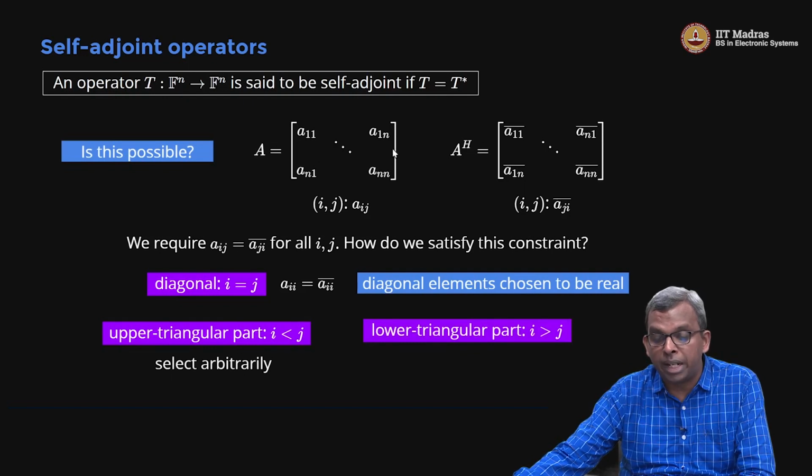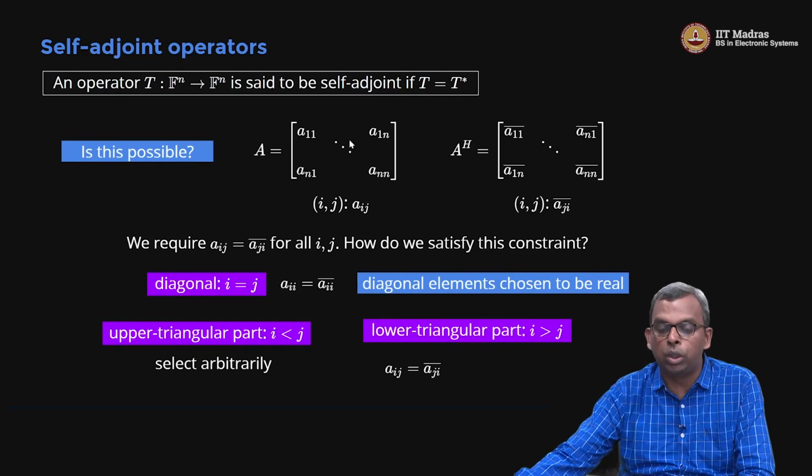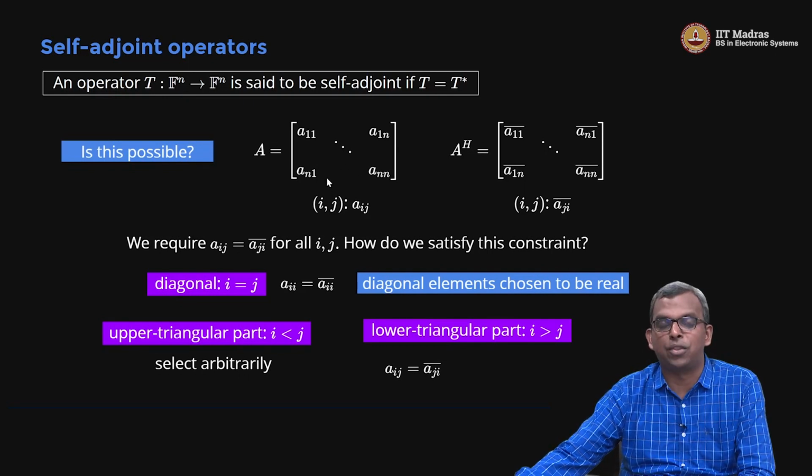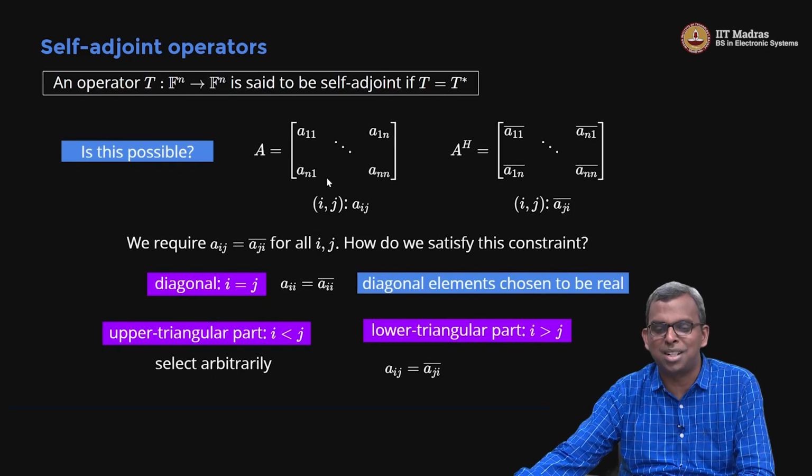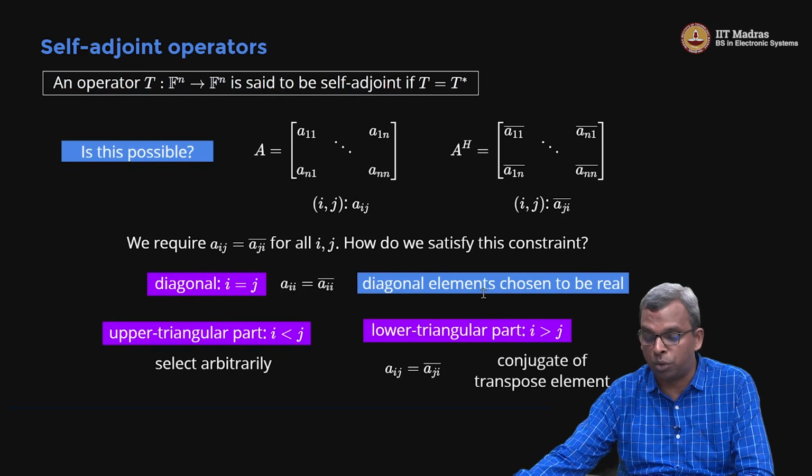And then all you have to do is to make sure that the lower triangular part, once you have picked the upper triangular part, when i is greater than j, is set according to this equation. So, you have to set Aij to be Aji bar. You take the upper triangular elements, do the transpose and conjugate it, and you will get this condition satisfied. So, a very simple self-adjoint condition. I hope you see and appreciate how this has come about. Basically, it's the conjugate of the transpose element.